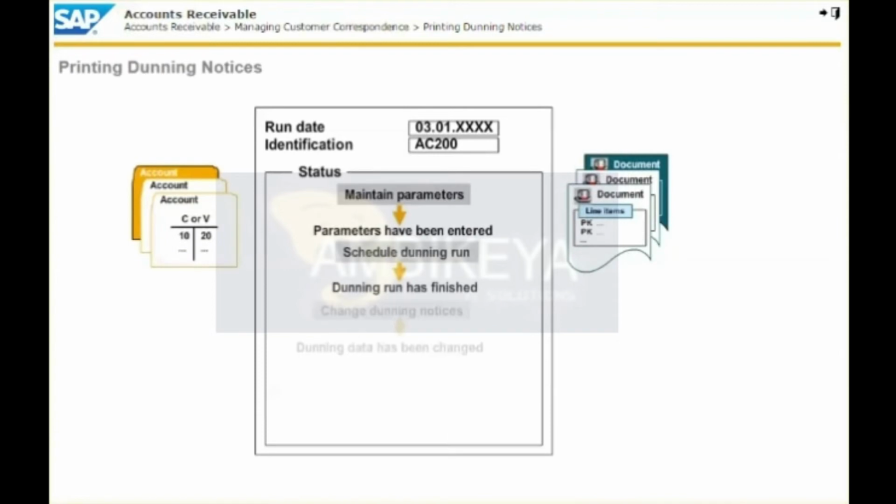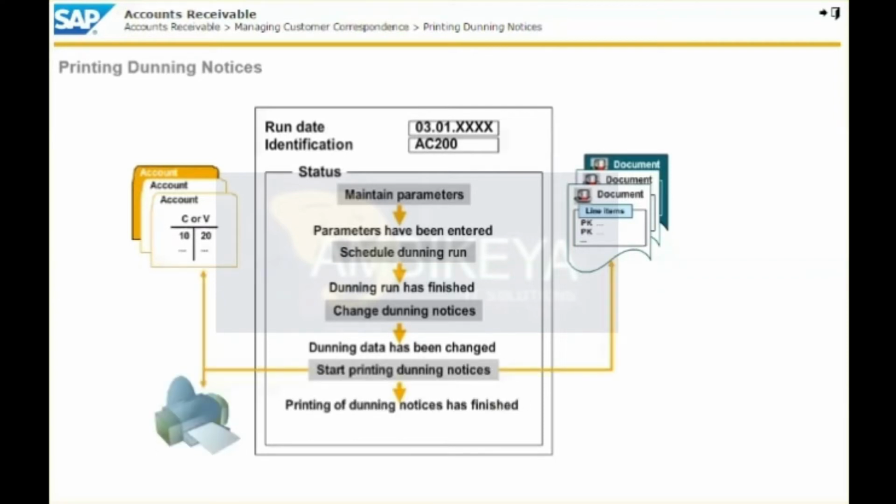The dunning proposal is not a mandatory step. Therefore, it can be omitted. If the print with scheduling option is not selected, the system does not produce a proposal. Instead, it prints the dunning notices as soon as the program has been executed. In one step, the system prints the dunning notices and updates the dunning data in the master records and documents, including the dunning dates and levels.